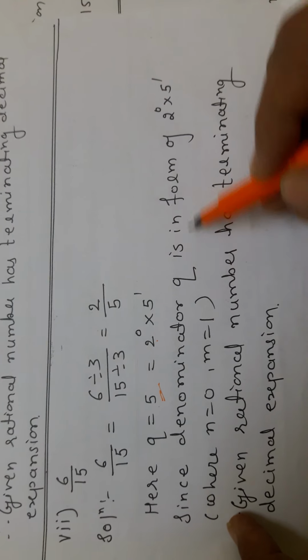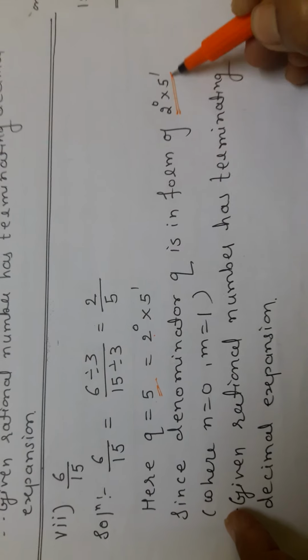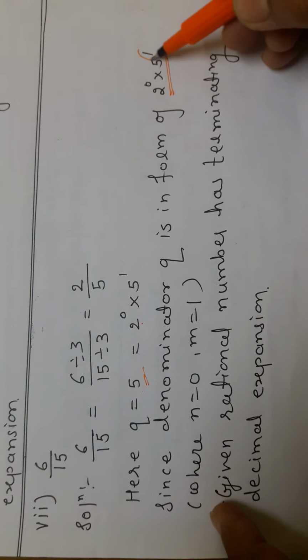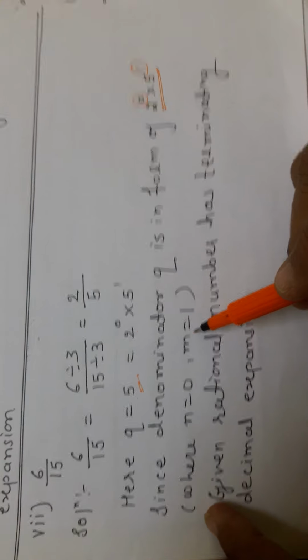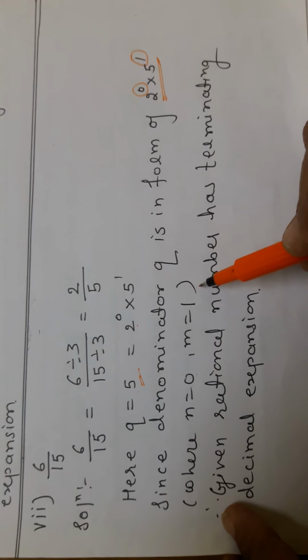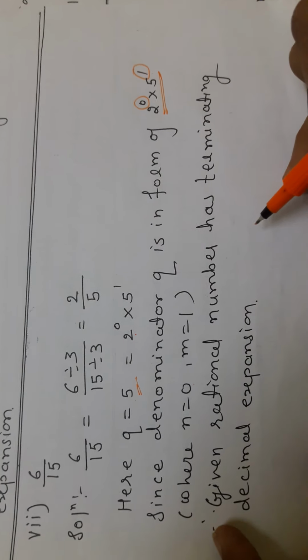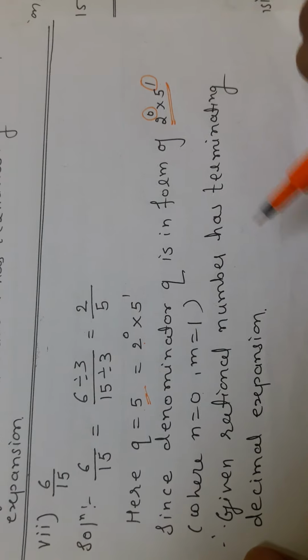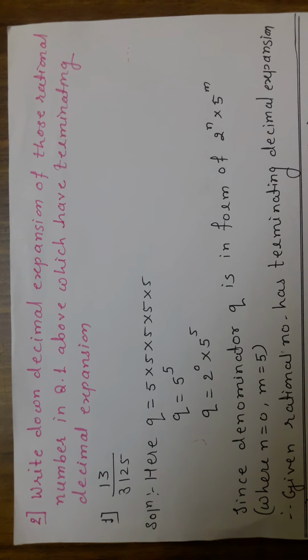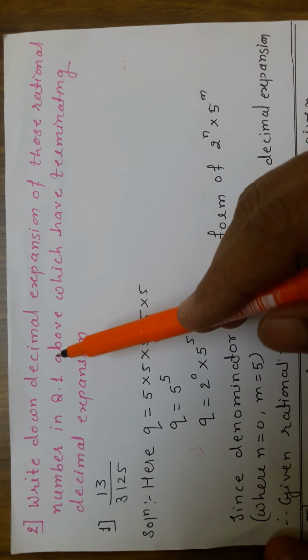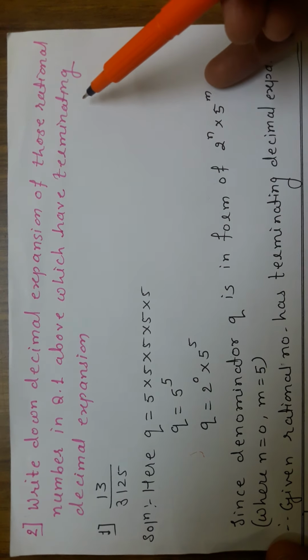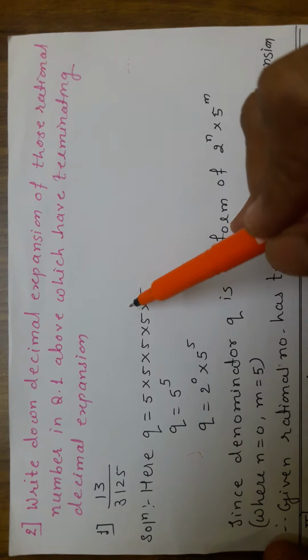Since the denominator q is in the form of 2 raised to the power 0 into 5 raised to the power 1, what's the value of m here? 0, and n here is 1. Therefore, the given rational number has a terminating decimal expansion. Okay. In this first problem we had seen whether the decimal expansion is terminating or non-terminating.